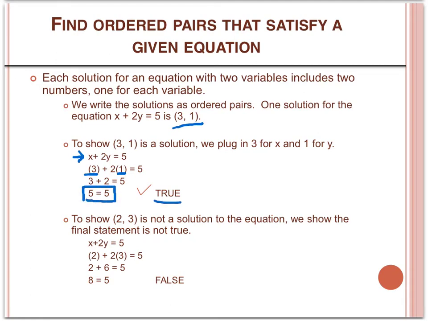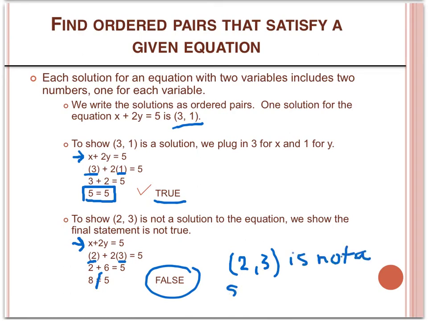This statement is true. To show (2, 3) is not a solution to the equation, we show the final statement is false. To begin, again, we start with the equation x + 2y = 5. We plug in the x-coordinate, which is 2, and the y-coordinate, which is 3. 2 + 6 = 5, but 8 does not equal 5, therefore the statement is false, and (2, 3) is not a solution for this equation.